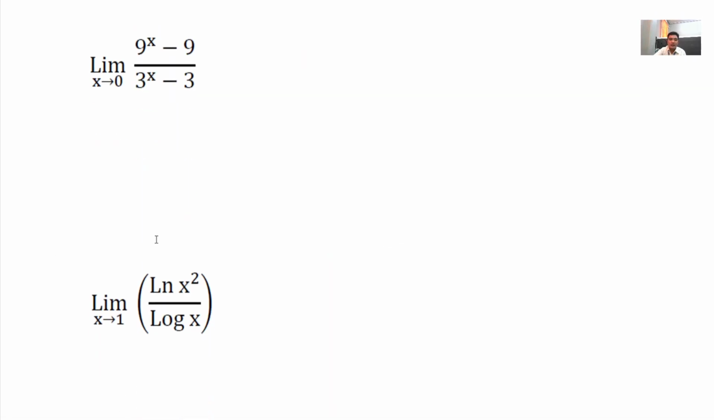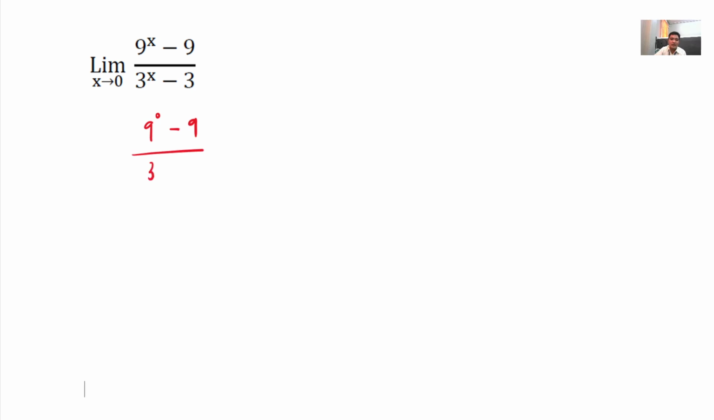Next, let's take this problem. Limit of 9 raised to x minus 9 all over 3 raised to x minus 3. First, you have to substitute the value of 0, diba? Direct substitute. So, 9 raised to 0 minus 9 all over 3 raised to 0 minus 3. So, that is 1. Any number raised to 0 is 1.